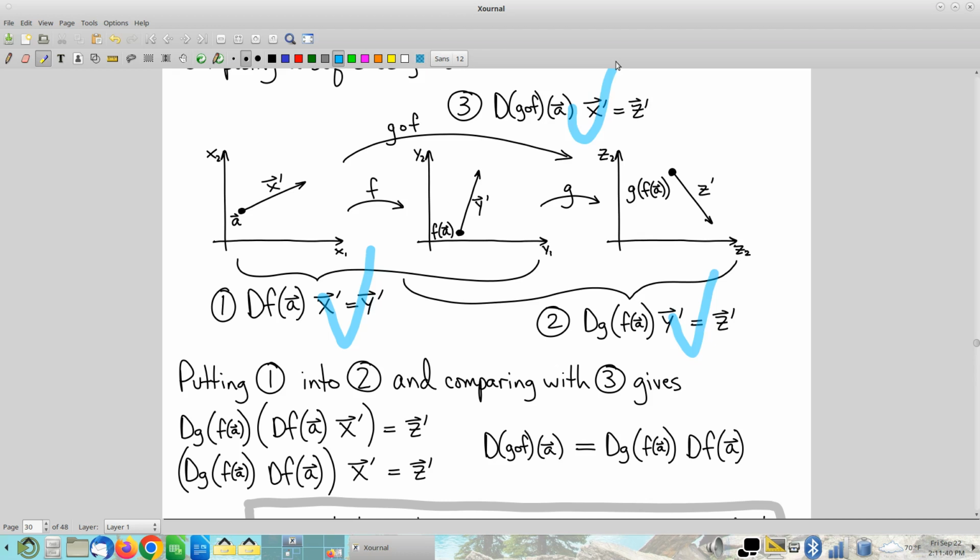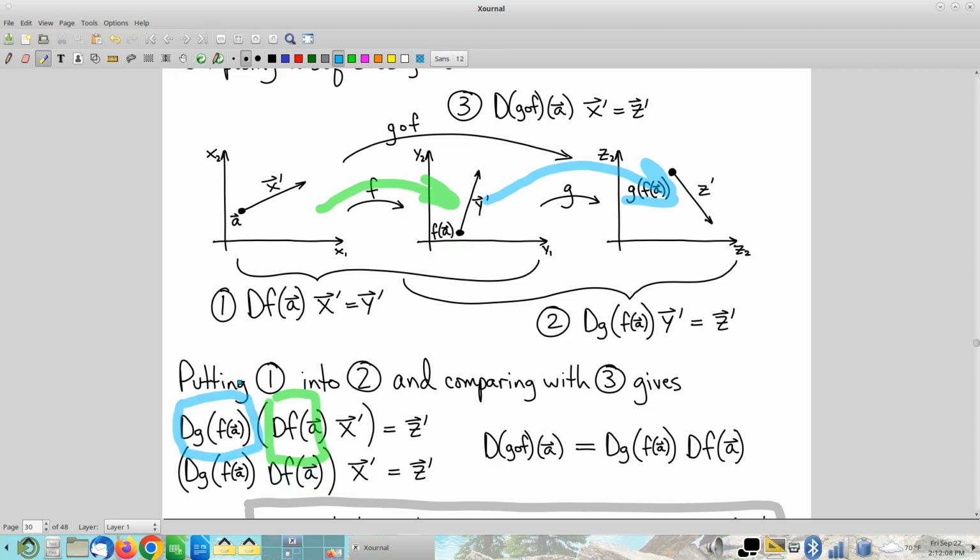And again, just like we did on the previous page, you can plug 1 into 2 and compare to 3 if you want to get all algebraic about it. But it's much easier to just think of it as, look, this process here of turning that vector into that vector comes by multiplying by that matrix. And this process right here of turning that vector into that vector comes from multiplying then by this matrix.